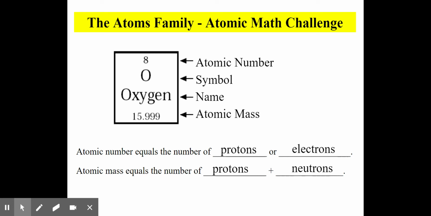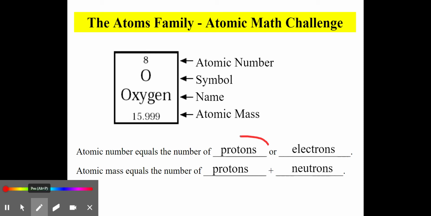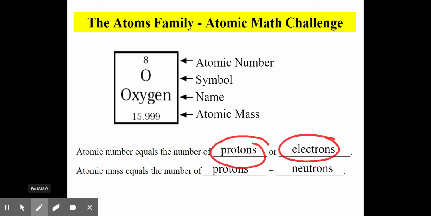So here you see a box from the periodic table. Each box represents one element, which is one atom of that element. And elements are just all the things that we find in nature. So you see in the box 4 things. The top number is the atomic number. That number is equal to either the protons or the electrons. So for this atom being oxygen, it has the atomic number 8, which means it has 8 protons, and it also has 8 electrons.